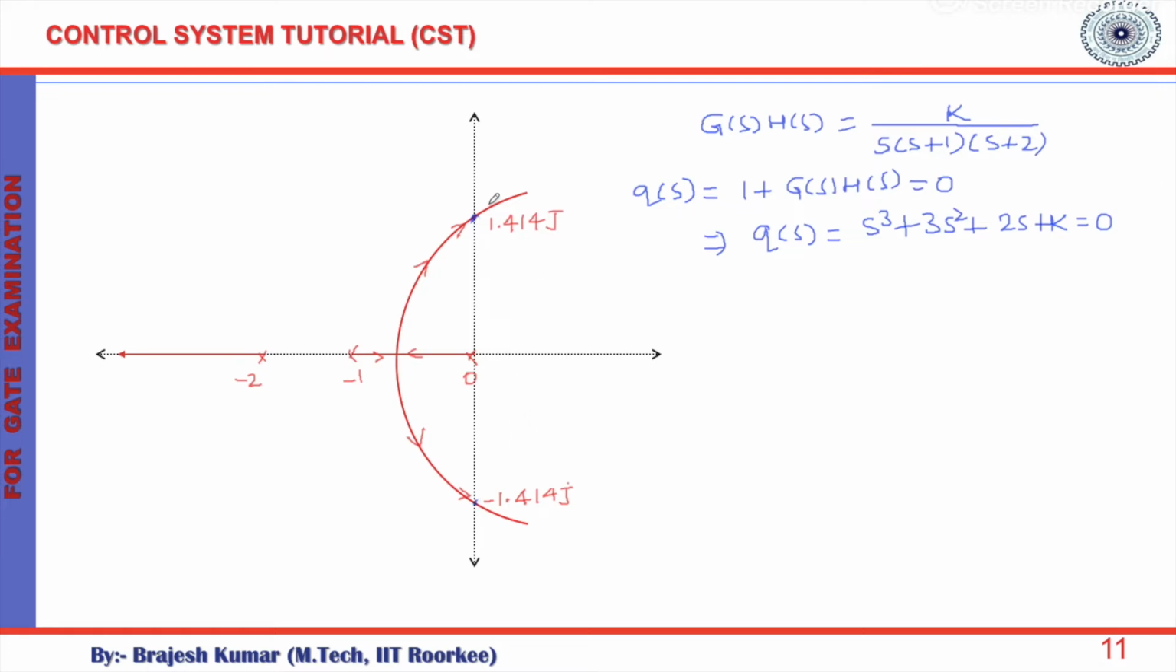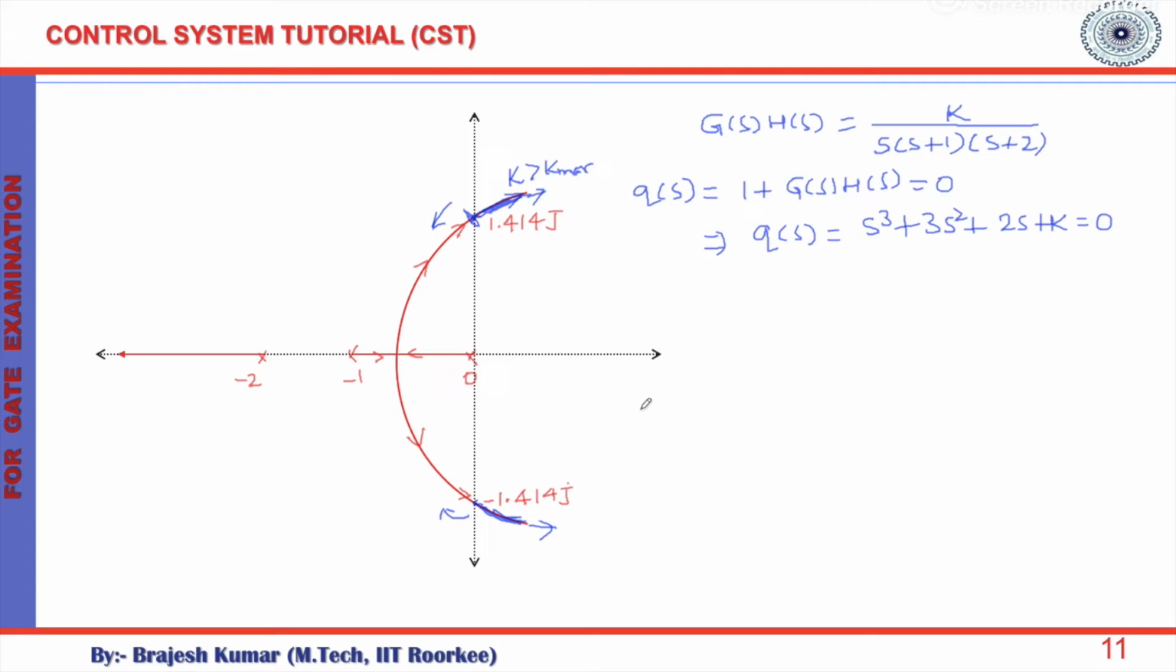Because when the value of K is greater than K marginal, for this blue portion, and accordingly here also, the value is greater than K marginal. So for this portion and all other portions like this, the root locus lies in the right half of the S-plane, and hence the system becomes unstable. So for stable operation, the value of K must be less than this K marginal. So K should lie on this side.